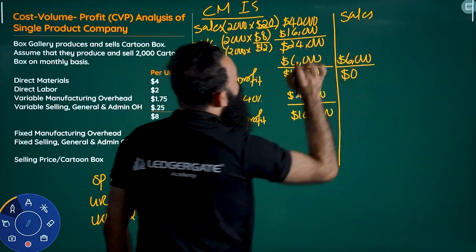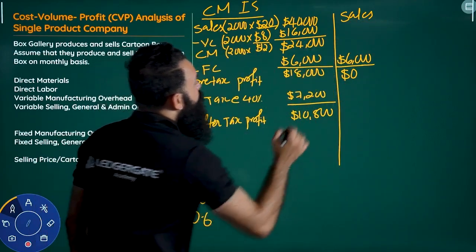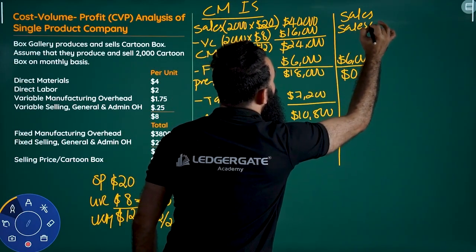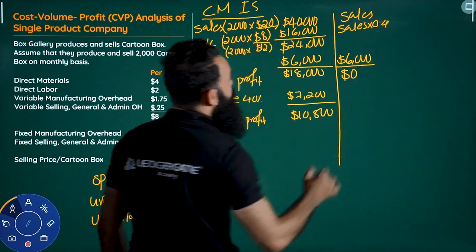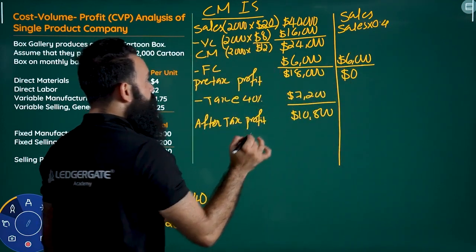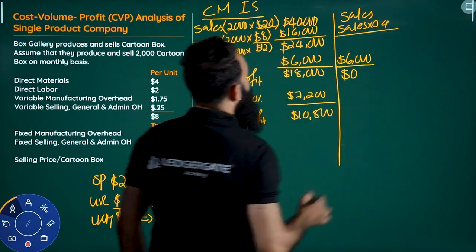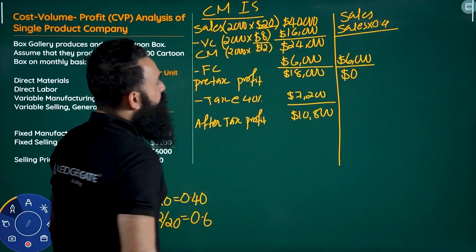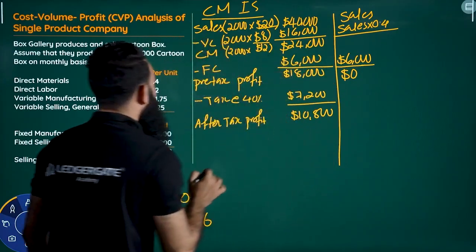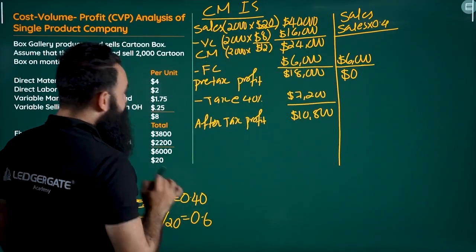Sales into 0.4, right? That is 40%. Sales into 0.4. Otherwise, mathematically, we can call it 0.4 sales. Both are the same, right? And what about this? This would be how much percentage? Contribution margin will be 60%.